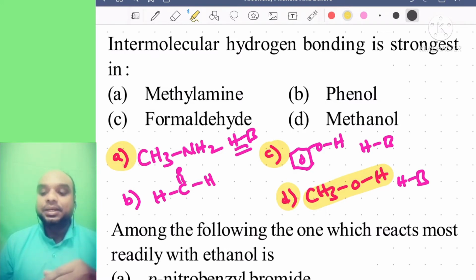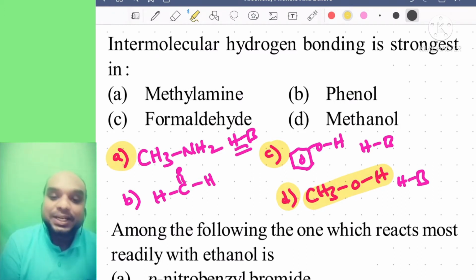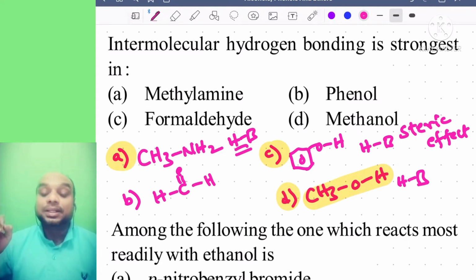In C and D, to form a strong hydrogen bond we require small groups. But here phenol is there. In phenol, the benzene ring is a bulky group, so steric hindrance will work. Due to the steric effect, the bulky benzene group cannot form that strong a hydrogen bond. Methyl alcohol has a small group, benzene a large group with more steric hindrance. So here methyl alcohol can form the strong hydrogen bond.